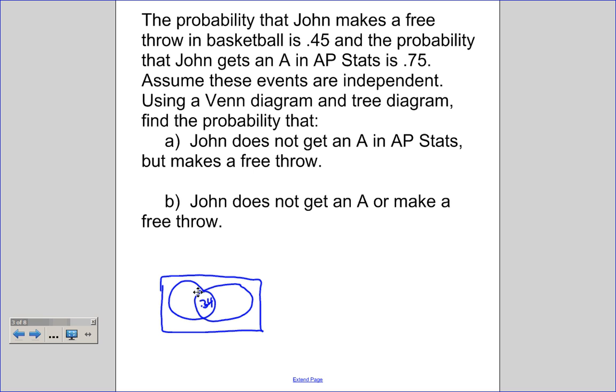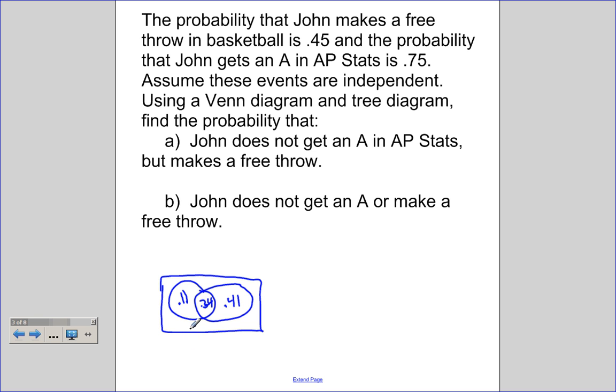Now this first circle is the probability that he makes a free throw in basketball. The whole circle contains 0.45. So what would be the probability out here? Well, we take 0.45 minus 0.34, and that would be 0.11. That would be the probability that John makes a free throw but doesn't get an A in AP Stats. 0.75 minus 0.34 will give us this section. So that would be 0.41, I believe. Yep. So that would be the probability he gets an A in AP Stats, but he misses the free throw.